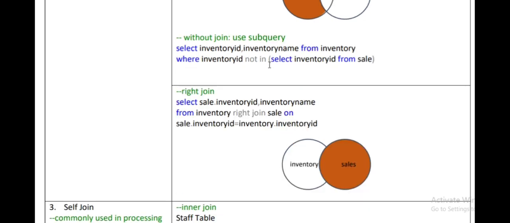Right join: select sale dot inventory ID, inventory name from inventory right join sale on sale dot inventory ID is equal to inventory dot inventory ID. So in this, all records from the right table, that is sales, will be visible, and that includes also the common part between sale and inventory. So everything from the right table, in this case the sales table, will be shown. That is right join.